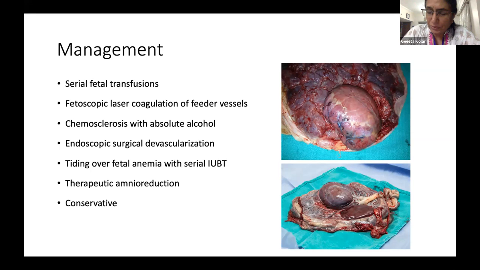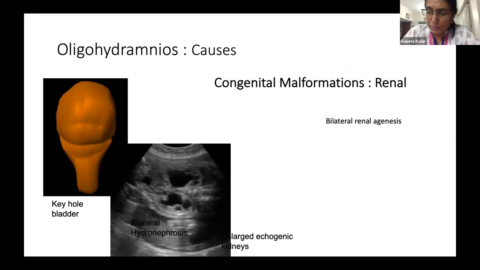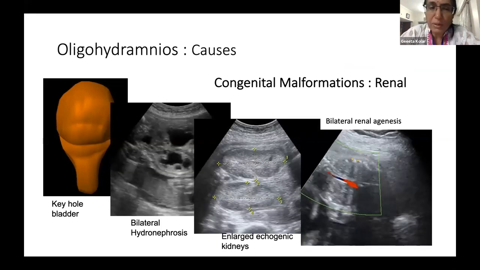Sometimes we have fetal anemia. Liquor can give us a lot of information. So we not only look at the fetus, we also need to see the environment around the fetus, that's the placenta and the liquor. And the oligohydramnios, the congenital malformations of the kidney, are very important. It could be either an obstructive uropathy with the keyhole bladder, bilateral gross hydronephrosis, enlarged echogenic kidneys like an infantile polycystic kidney, or bilateral renal agenesis. All these renal malformations lead to severe oligohydramnios and anhydramnios.